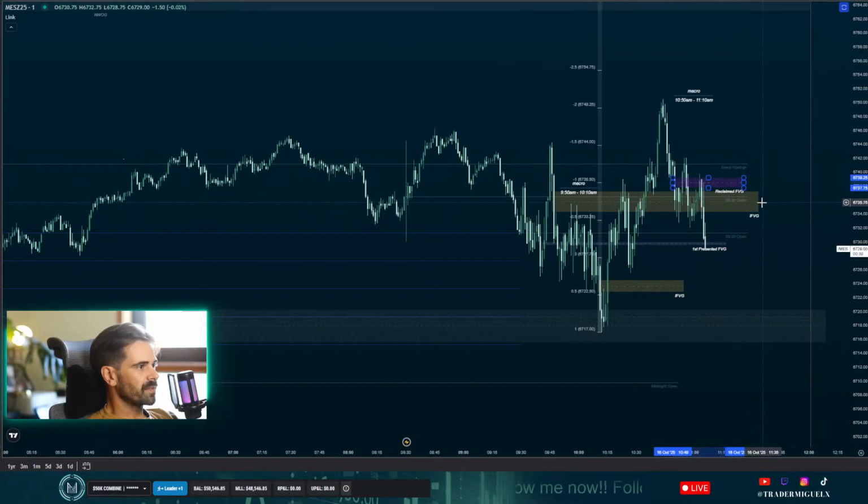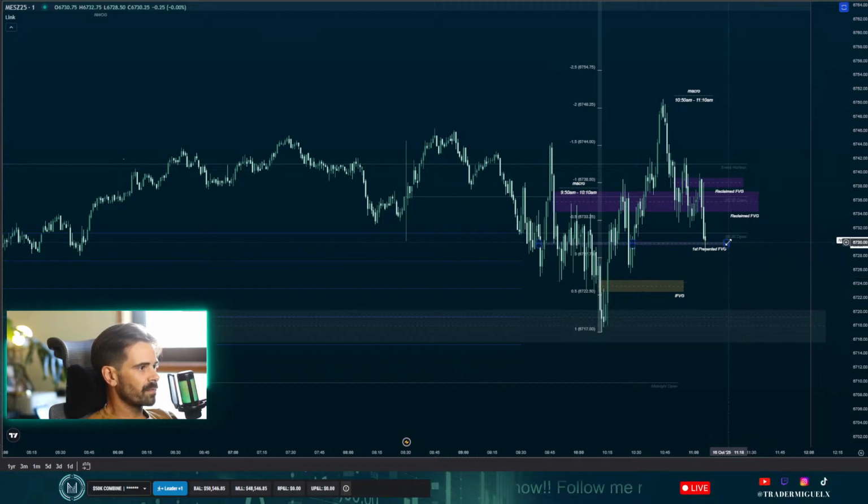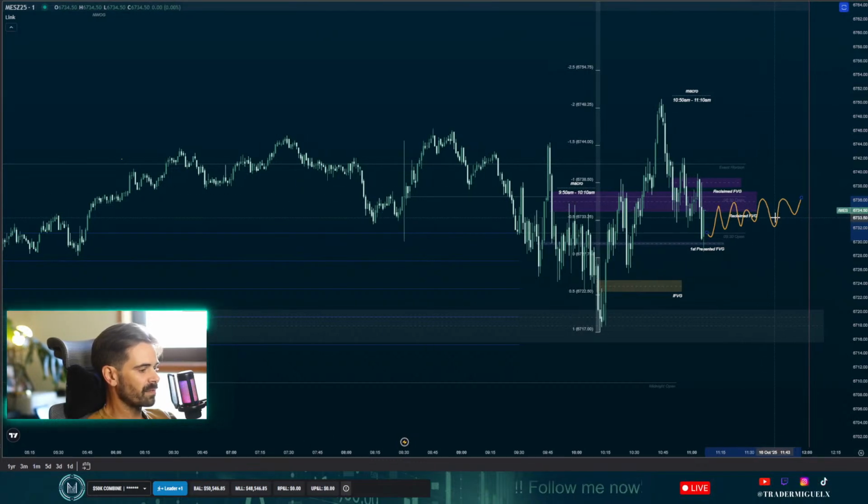So yeah, the reclaimed fair value gap is there. This one has been reclaimed as well. So now I would like to see price move lower towards London lows because it still has London lows to attack, but I need to see it lose the first presented fair value gap and the 9:30 open, because if we don't lose those two, price will probably stay around the opens inside this range provided by the opens. See, it's kind of messy today.